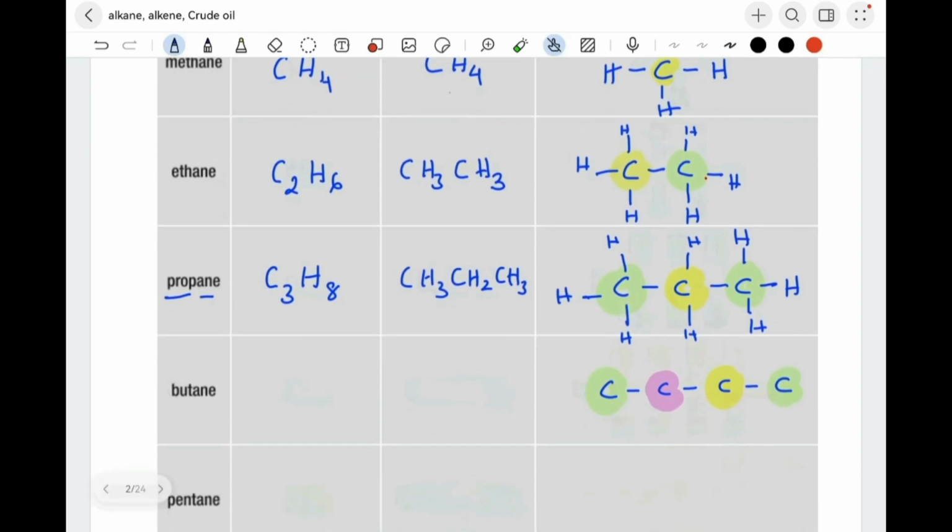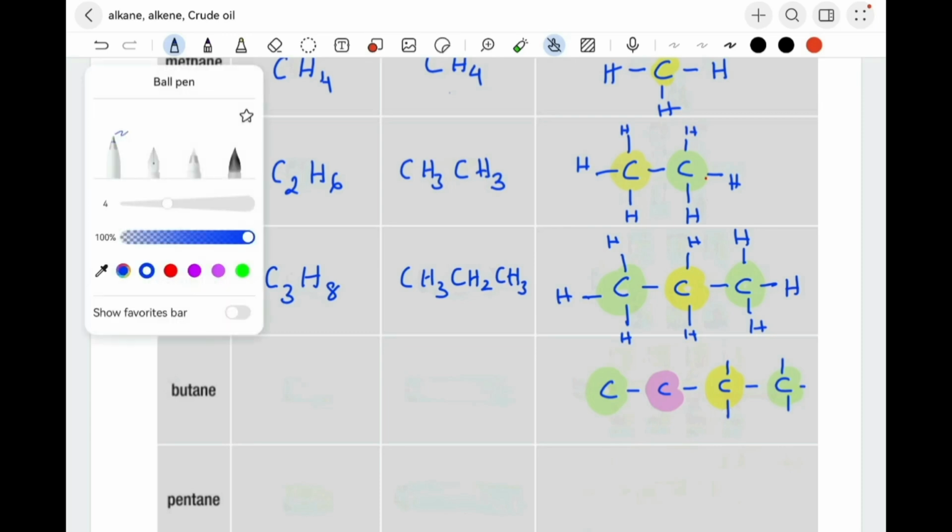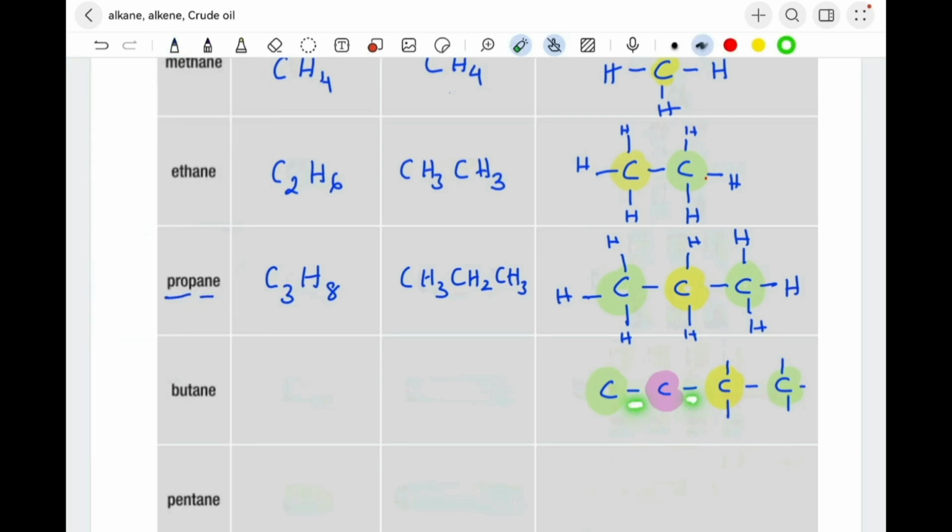For butane, on the right one, it already has 1 bond, so we need 3 more. 1, 2, 3. And the yellow one already has 2 bonds, so we need 2 more. 1, 2. The pink one already has 2 bonds around it, so we need 2 more. On the left side, it already has 1 bond, so we need 3 more. 1, 2, 3. Fill these with hydrogen. So remember, always try to start with the carbon and then fill it with hydrogen.